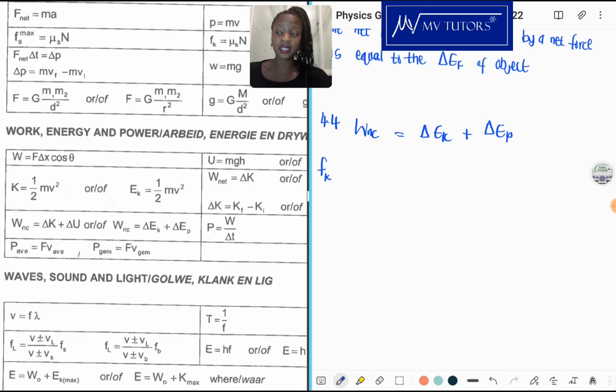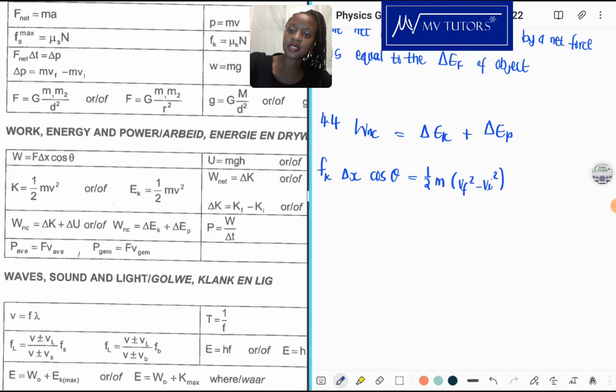kinetic friction, because it is in motion, and then delta x, the path there, and cos theta. And then the change in kinetic energy, we have half m v squared, but because we're looking at the change in velocity as well, we are going to say final velocity squared minus initial velocity squared.